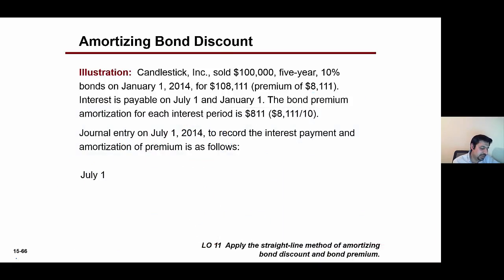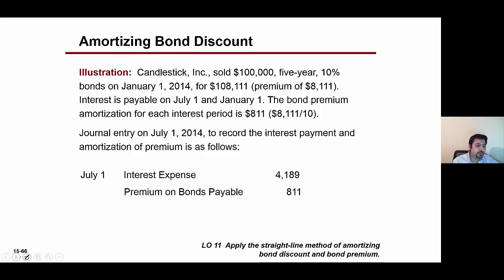So the company will be debiting interest expense. The company will debit interest expense 4,189. This is the interest expense. The company will also debit premium on bonds payable 811.